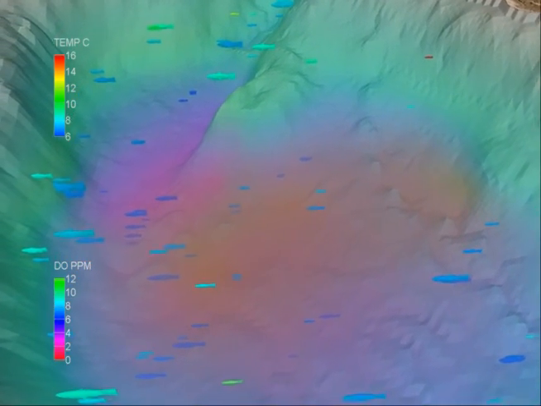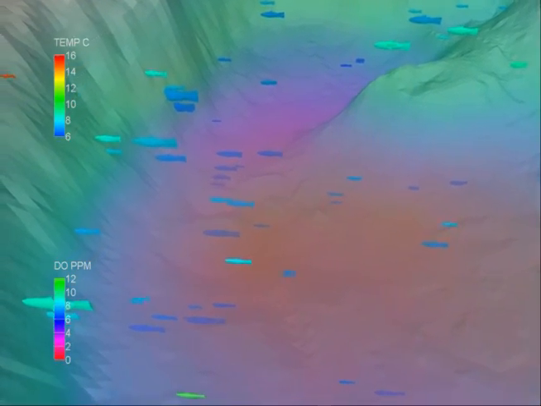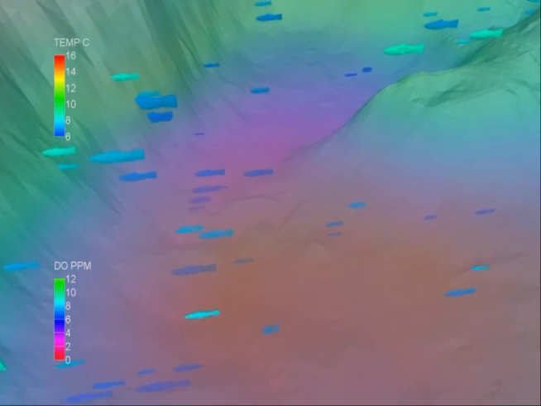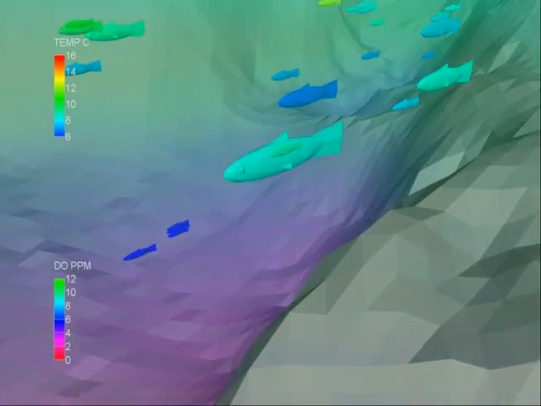Note that only a few smaller fish travel to waters warmer than 13 degrees C, and the majority of trout avoid areas with dissolved oxygen levels below 5 parts per million. The data was provided courtesy of Saskatchewan Environment's Hydroacoustics program.